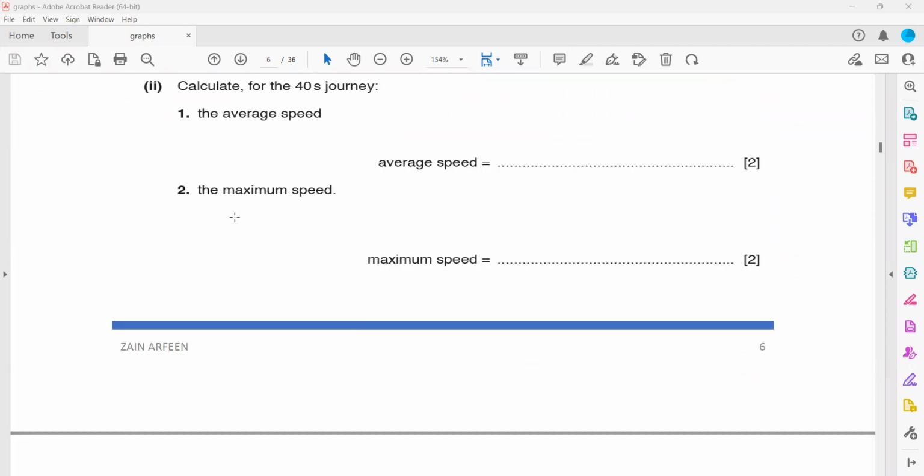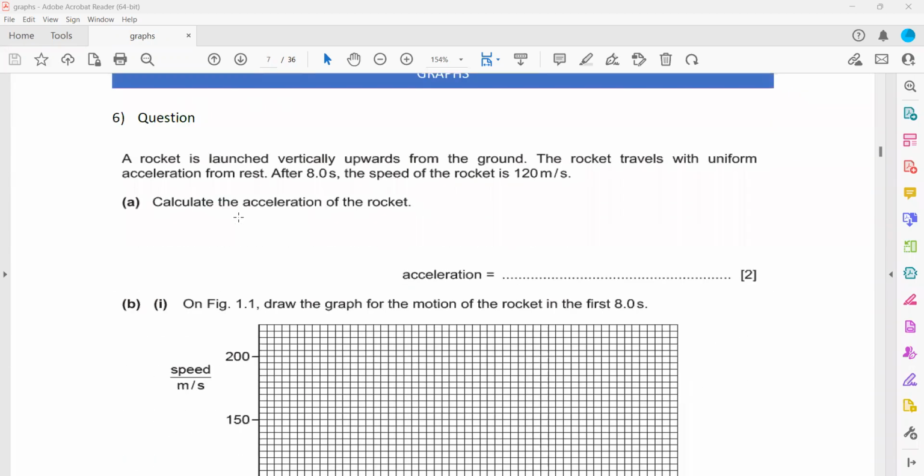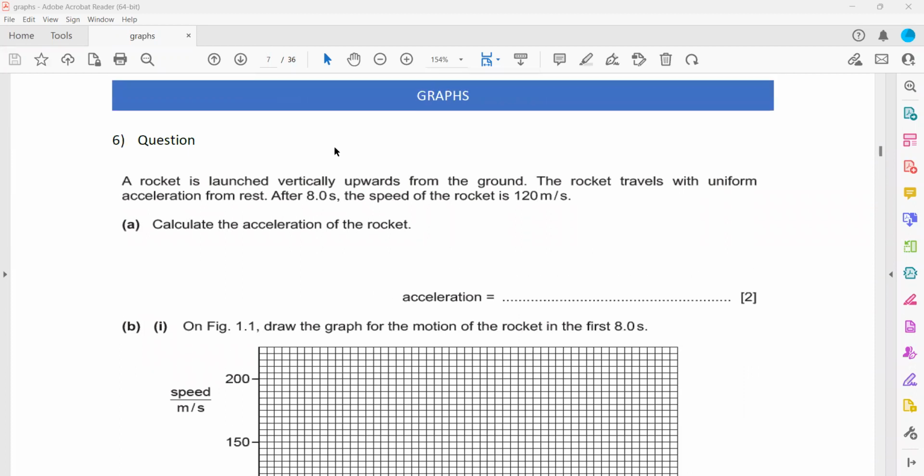Moving on to the next question. A rocket is launched vertically upward. So a rocket is launched vertically upward from the ground. The rocket travels with a uniform acceleration from rest. After 8 seconds, the speed of the rocket is 120. What is the acceleration?